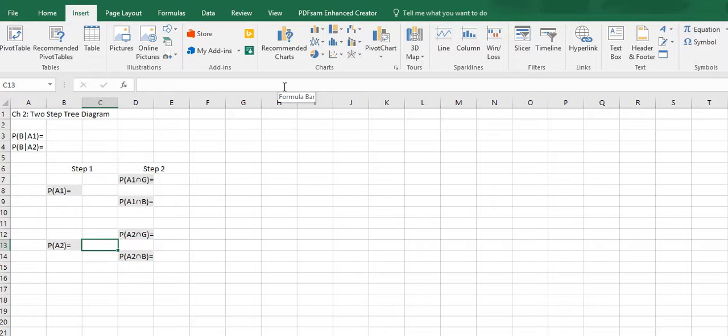In this example, we are going to calculate joint probabilities in Bayes' theorem in a probability tree. So take a moment and please set up your workbook to look like mine does here.